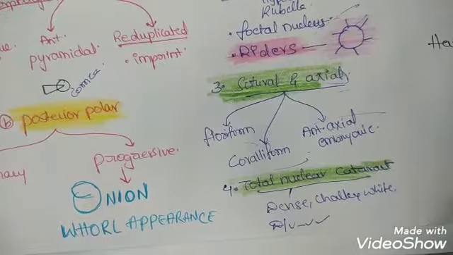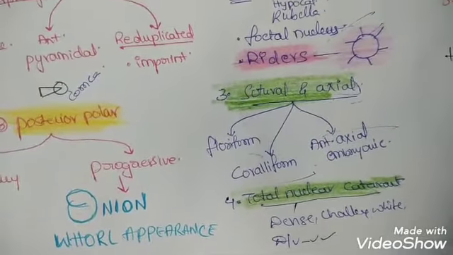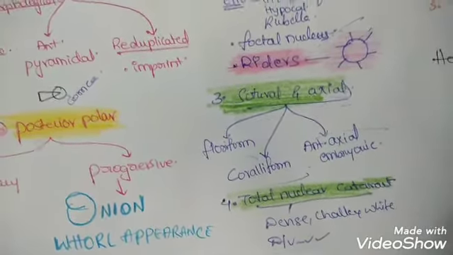And the total nuclear cataract is the one where the whole nucleus becomes fully opaque, that is a dense chalky white cataract, where the diminution of vision is very much.